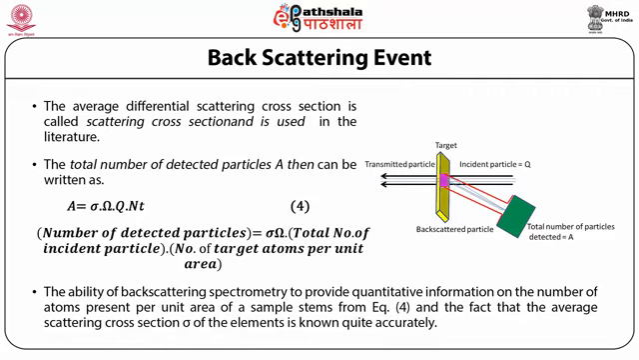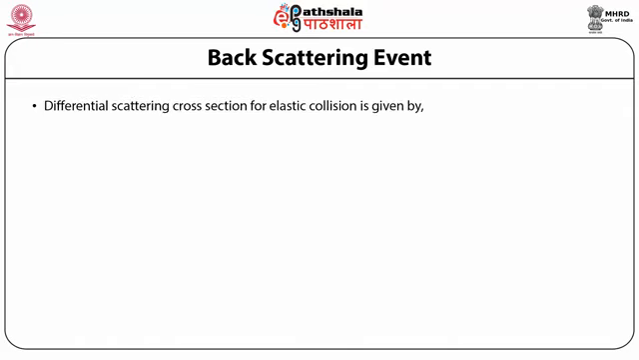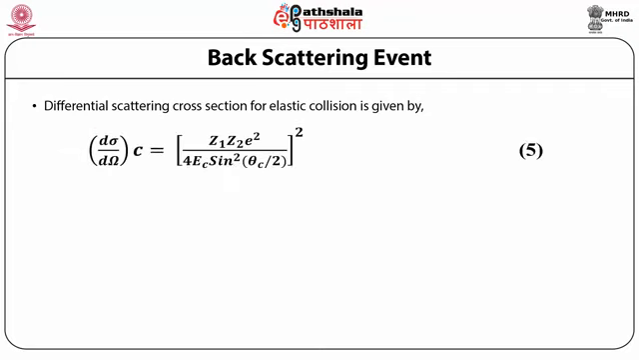The ability of backscattering spectrometry to provide quantitative information on the number of atoms present per unit area of a sample stems from equation 4, and the fact that the average scattering cross section sigma of the elements is known quite accurately. The differential scattering cross section for elastic collision is given by d sigma by d omega in the center of mass frame is equal to Z1 Z2 e square, all divided by 4 E_c sin square theta_c divided by 2, whole square, where the subscript c indicates the center of mass frame of reference system that is considered here.